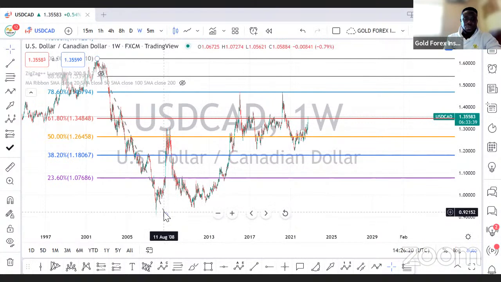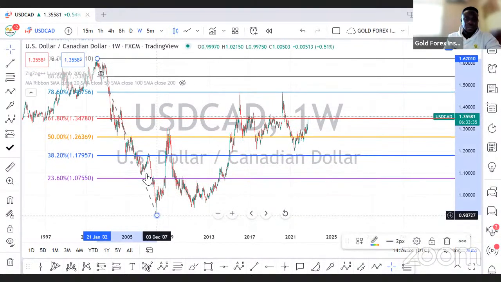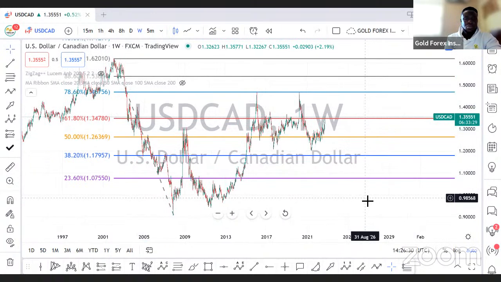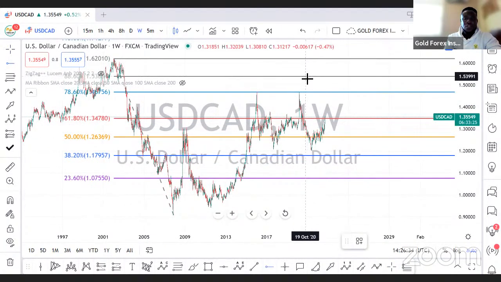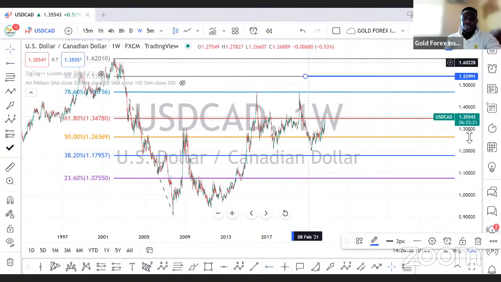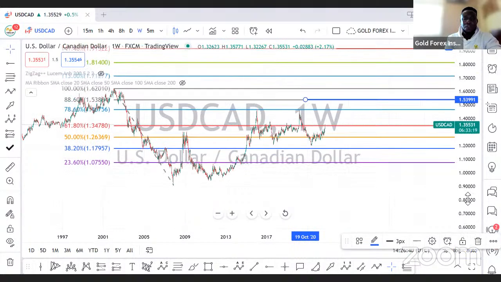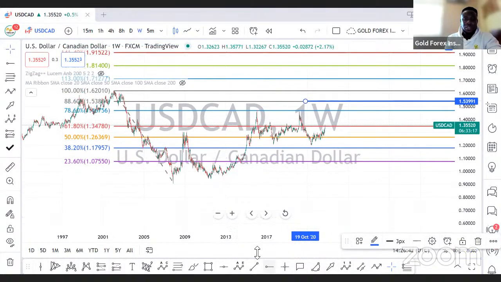Okay, so this one, now the B is 50, right? 50. So it has to go to the minimum point, which is 88.6, which is here, to form a bat pattern. It can also go and form an alternative bat, which is 113.